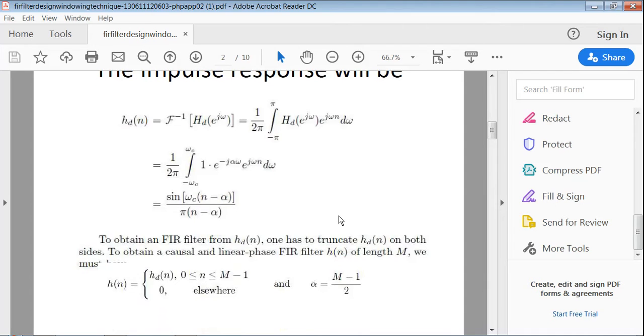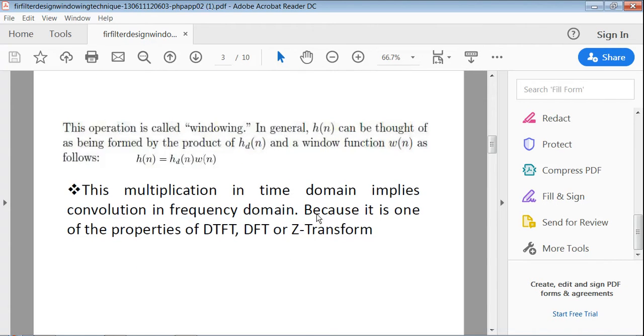To obtain an FIR filter from hd of n, one has to truncate hd of n on both sides. To obtain a causal and linear phase FIR filter h of n of length M, we set h of n equal to hd of n over the number of samples. The number of samples will be from 0 to M minus 1, or maybe minus (M minus 1) by 2 to plus (M minus 1) by 2, where α is a constant phase delay and it is equal to (M minus 1) by 2. This operation is called windowing.